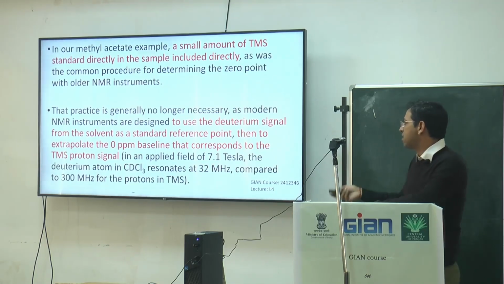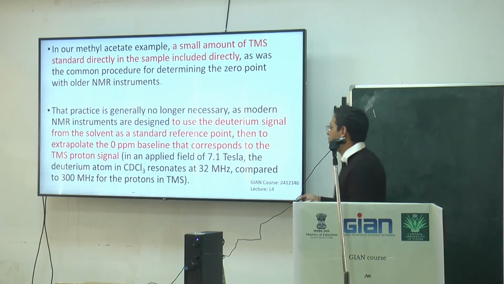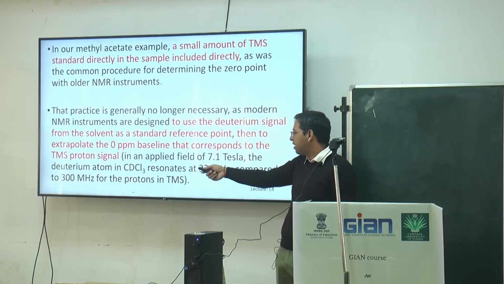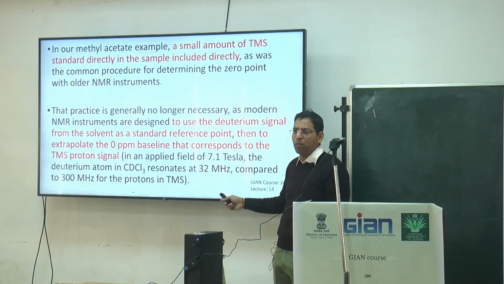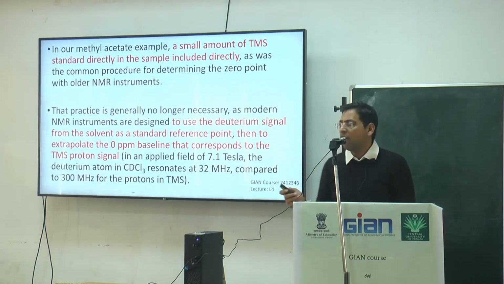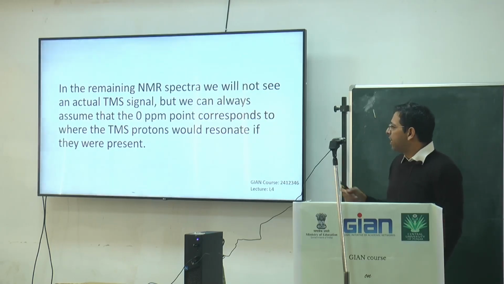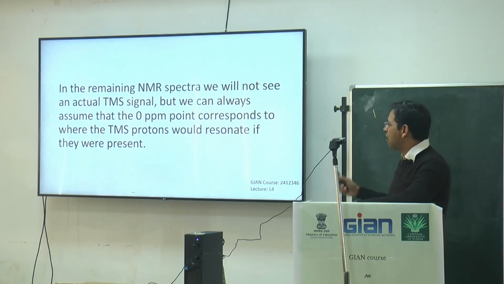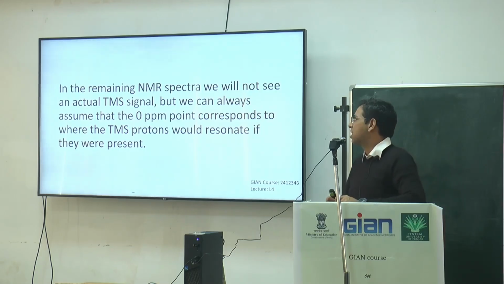And yes, this is the same thing. CDCl3 does not resonate at 300 megahertz, it resonates at 32 megahertz, but we are putting it as the TMS signal. So in the remaining NMR spectra, we will not see any actual TMS signal. Whenever you get an NMR spectrum, you never see the TMS signal. We can always assume that 0 ppm corresponds to where TMS gives its actual proton resonance.